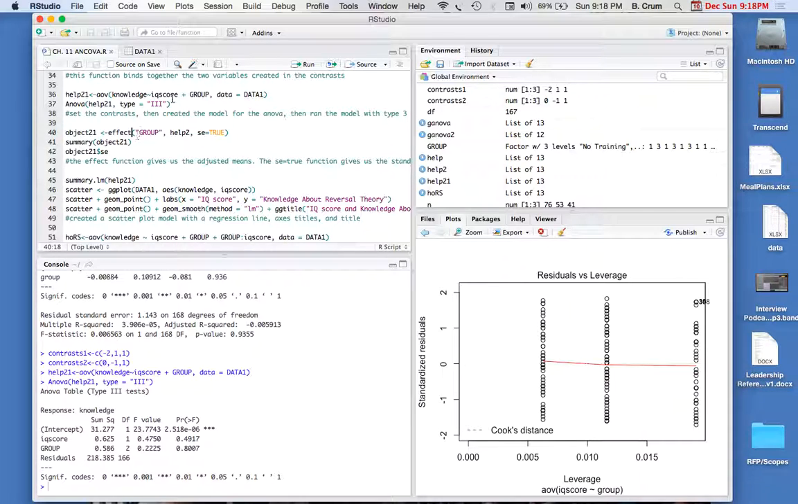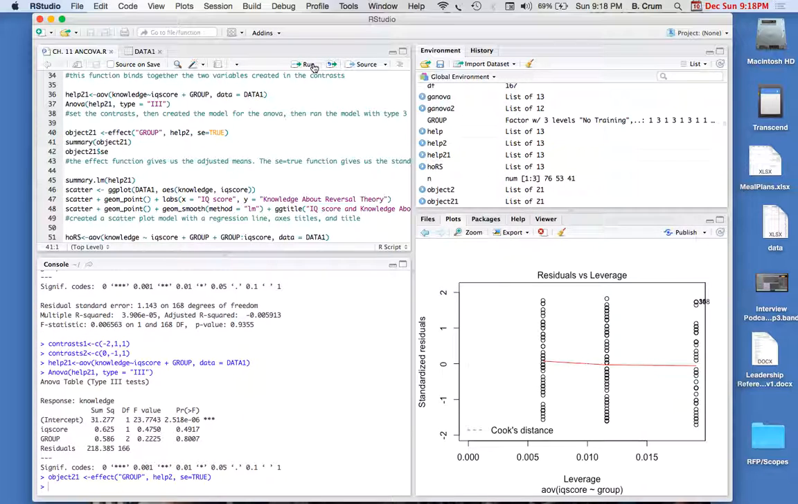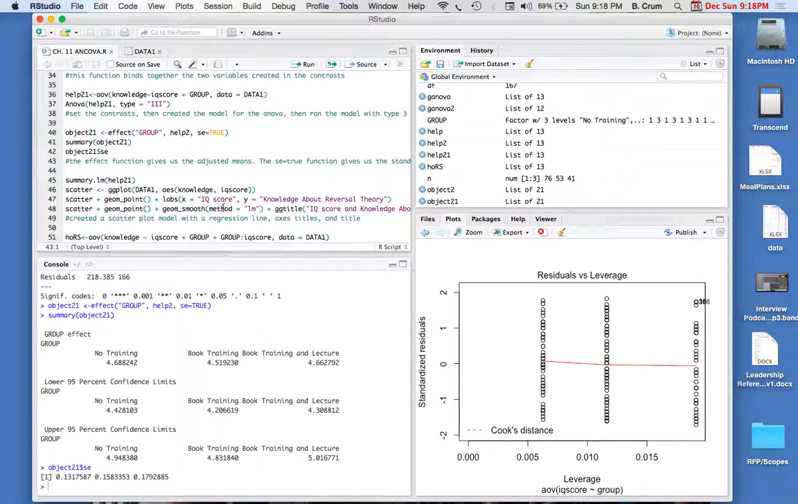I have to adjust the means for the effect of the covariate. The object created gives us the information about the effect of the different groups. When the means are adjusted for the effect of the covariate, the means across the 3 groups stay relatively the same. No training has a mean of 4.69, book training has a mean of 4.52, and book training and lecture has a mean of 4.66. The standard errors for each group are 0.13 for no training, 0.16 for book training, and 0.18 for book and lecture.